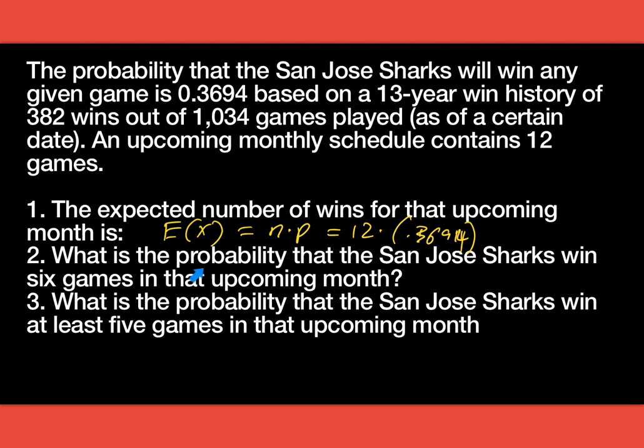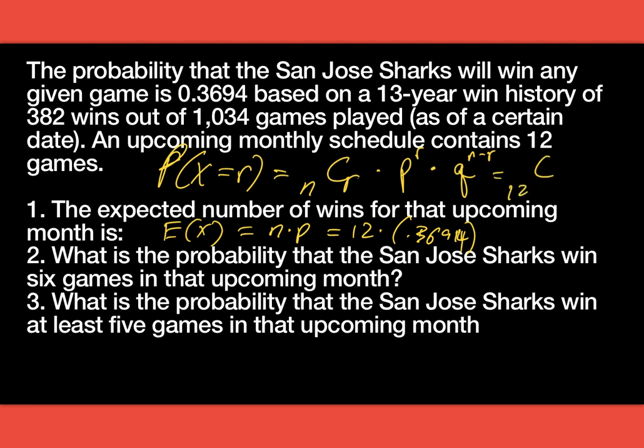Right. Second half, what's the probability that the San Jose Sharks will win 6 games in the upcoming month? Oh, now I'm going to use the entire formula, so I'm going to remember what the formula is. Probability that x equals r for a binomial is n choose r, that's the combination formula, times p, the probability of success, to the r power, times q, or 1 minus p. 1 minus p is q. I'll use them interchangeably. And q would be to the n minus r. So I'd plug in numbers: 12 choose 6, because it says probability that I will win 6 games.